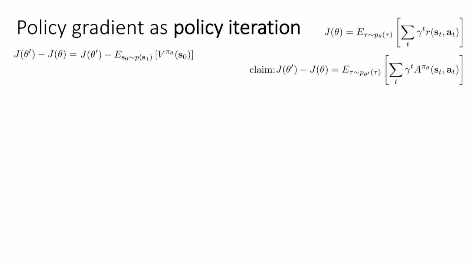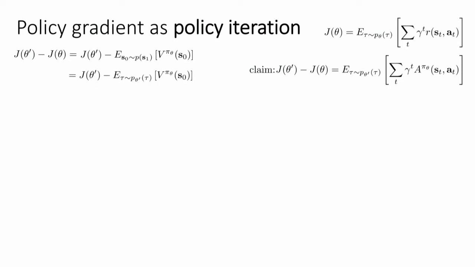the initial state distribution. And I apologize, there's a typo. This should be S0 distributed according to P of S0, not P of S1. So expectation under S0 of the value function at S0. Which value function? The value function for pi theta. So we get that just from the definition of value functions and from the definition of the RL objective.